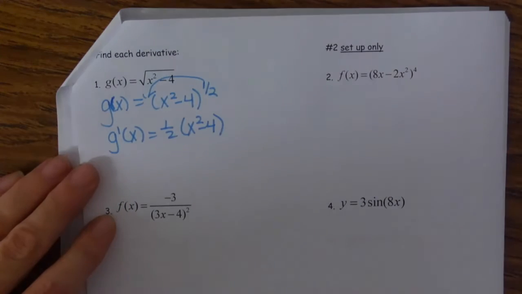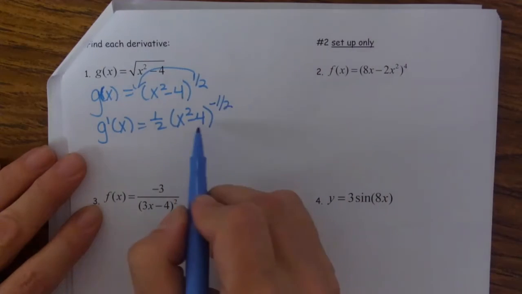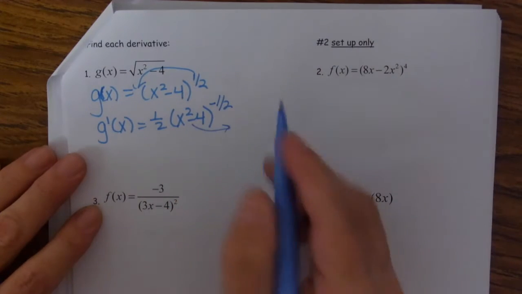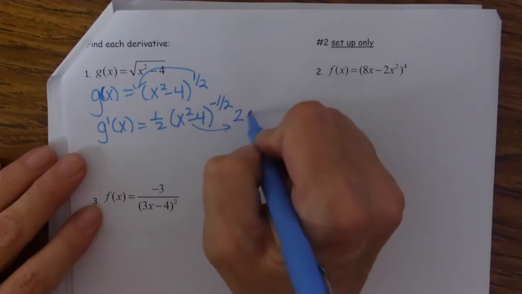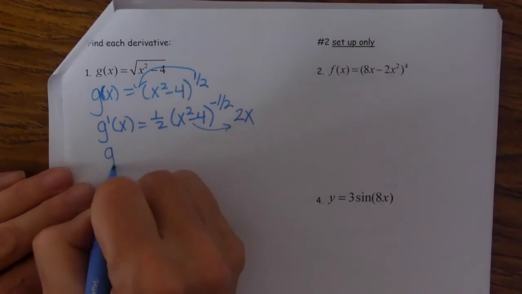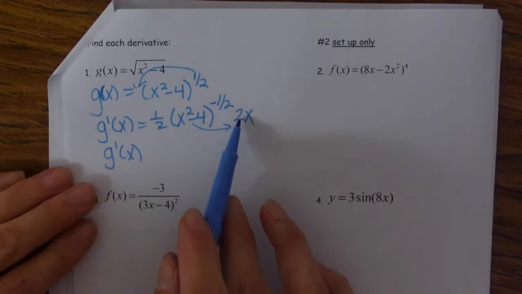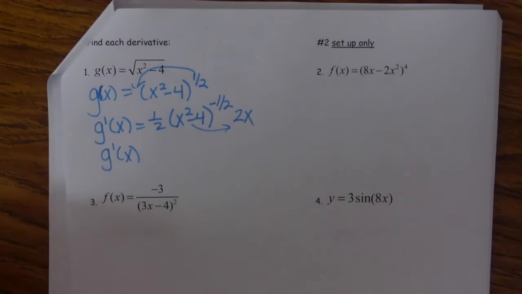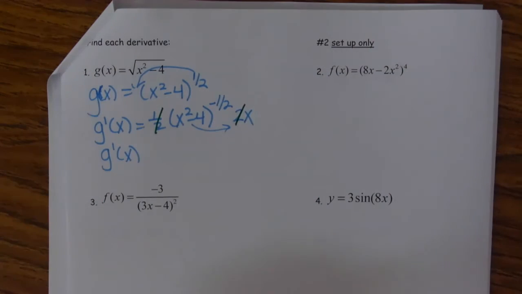Now what's 1/2 minus 1? Negative 1/2. And now we got to take the derivative of that inside. So the derivative of x squared is 2x, right? Now we'll clean this up a little bit. First of all, you've got a 1/2 and a 2. What's 1/2 times 2? Yeah, so those will cancel each other out, right?